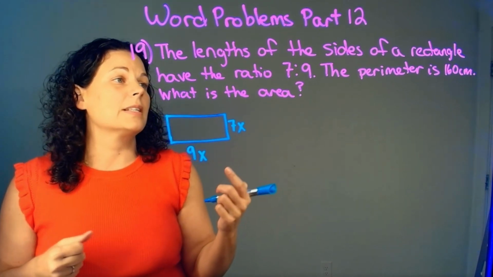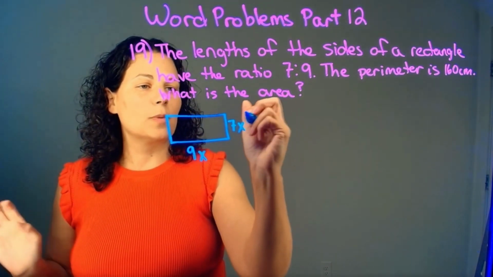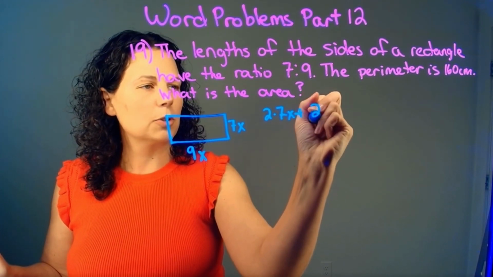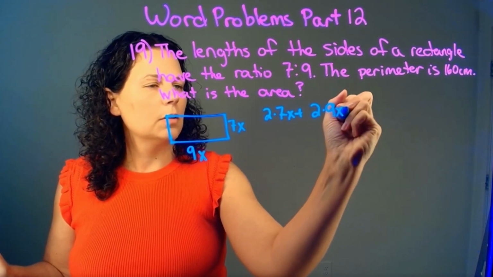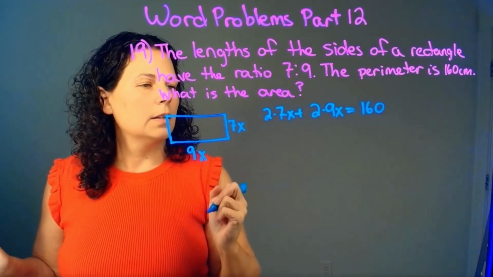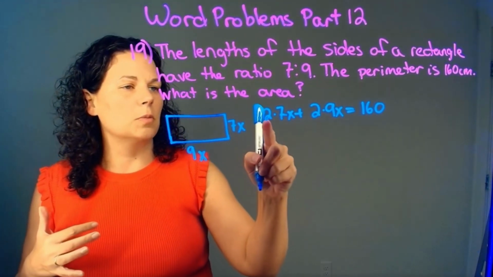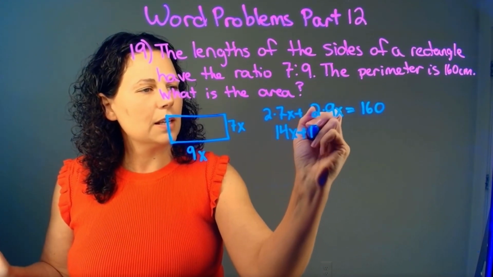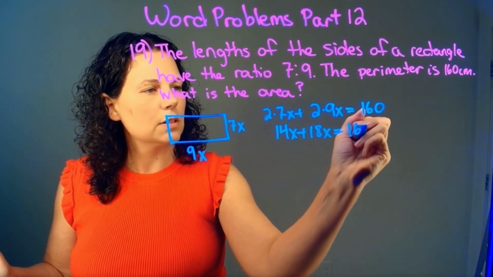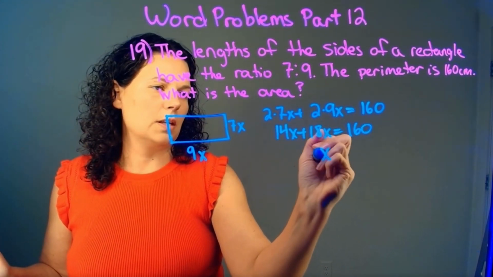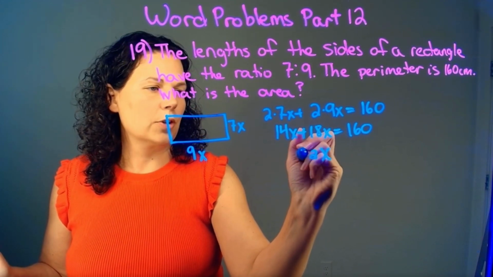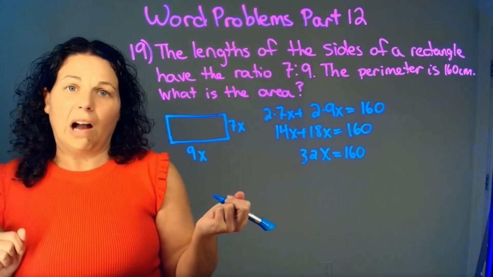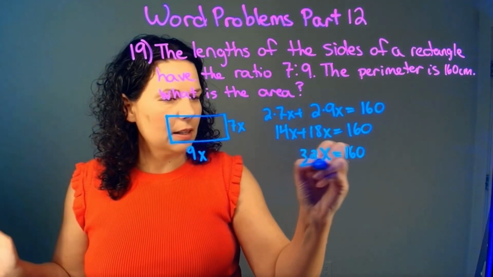The perimeter is 160 centimeters. So I need 2 of my length and 2 of my width. It doesn't really matter which one you call length and width when you're setting it up. Typically length is longer, so this would really be 2 widths and 2 lengths. 14x plus 18x equals 160. That's going to give me 32x equals 160. I do not know what that is by dividing in my head.